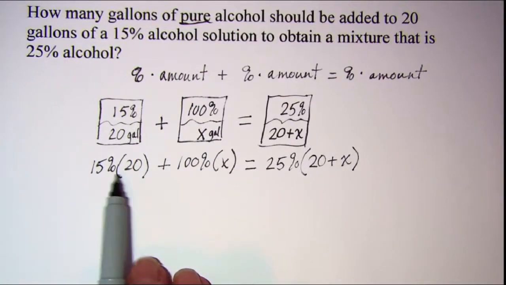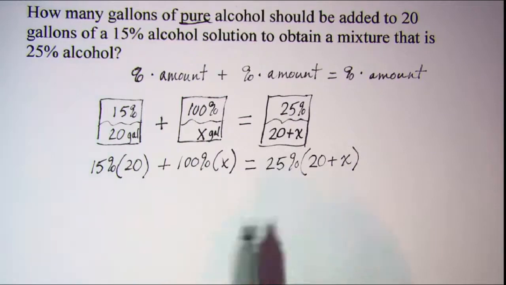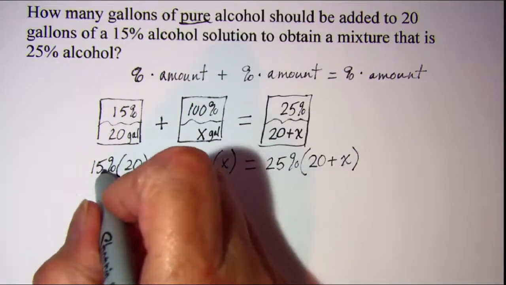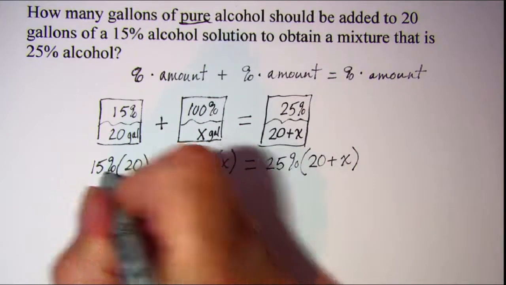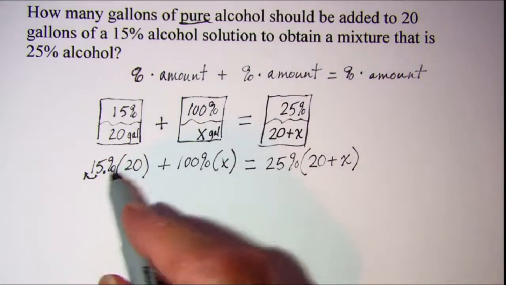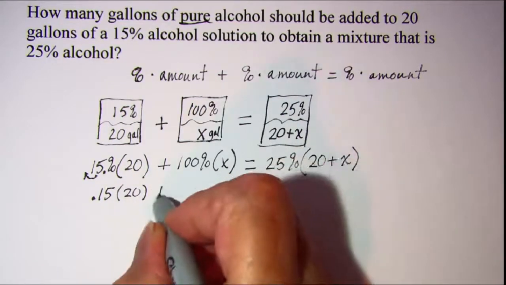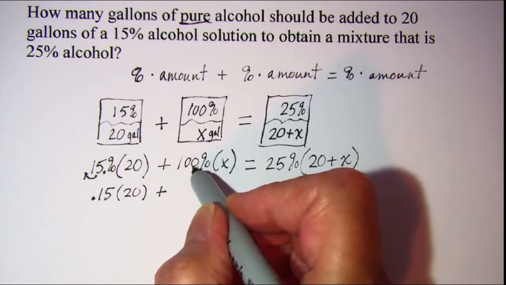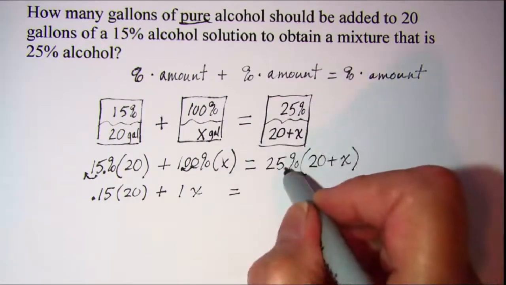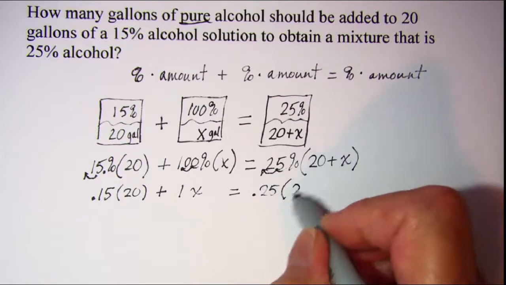Now before we can work a problem that has percents in it, we need to change these percents either to a decimal or a fraction. I'm going to change these percents to a decimal. Remember that to do that, you move your decimal point, which in this case is not visible because it's a whole number, so my decimal is back here at the end of this number. You move that decimal to the left 2 places, always 2 places. So this percent now is 0.15 as a decimal, and then I'll multiply that by 20, plus 1 times x, equals 0.25 times the quantity 20 plus x.